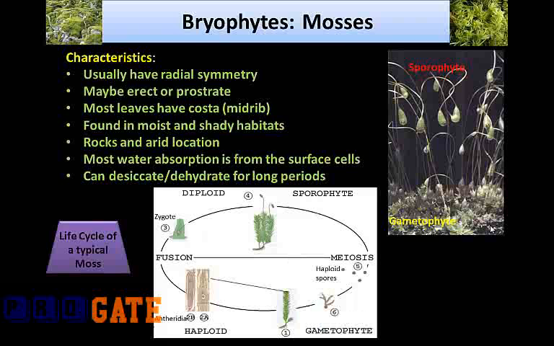So meiosis occurs in the mature capsule, producing 4 haploid spores, here shown by number 5, from each cell that divides. The spores are dispersed by air, and if they land on a moist substrate, they will produce a filamentous algal-like structure called protonema, here shown by number 6. The gametophyte plants thus develop from the delicate protonema, and this way it completes the life cycle.